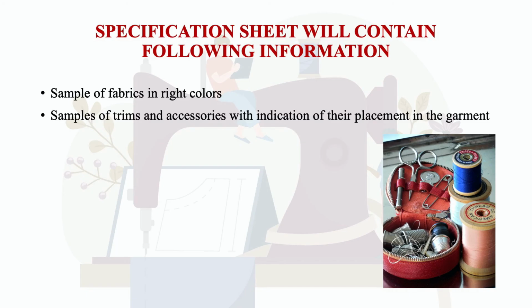Then samples of trims and accessories with indication of their placement on the garment, like where we want which type of trim. If we want buttons, whether they should be on the placket, or on the back, or on the sleeve, where the buttons should be, where the zip should be. Every placement is explained very carefully.